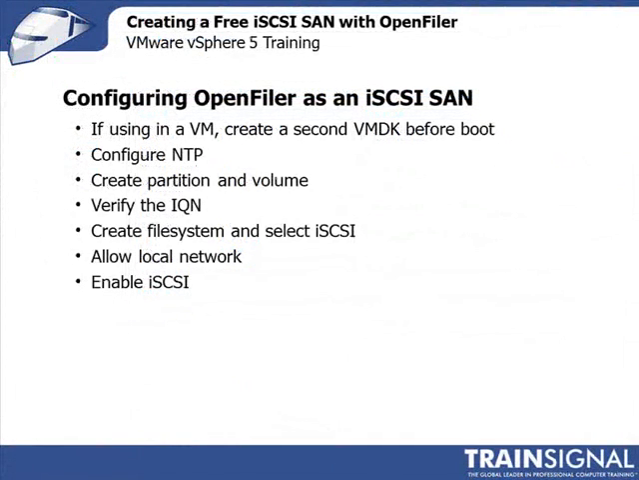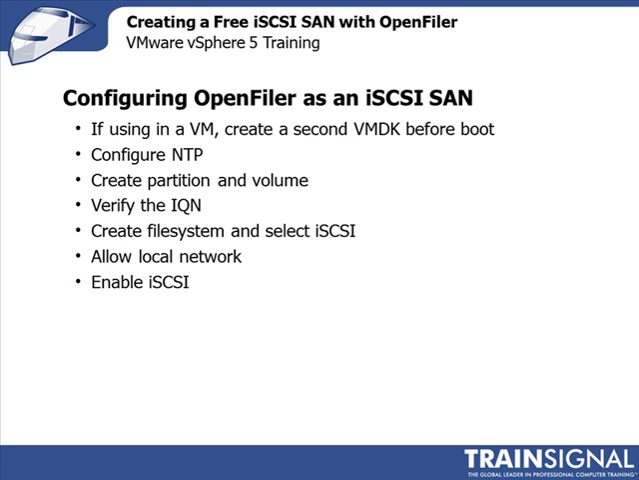Now, besides the second VMDK that we'll need to have added before we boot up the OpenFiler operating system, you should also configure NTP. That's because date and timestamps are critical to authentication. You need to create a partition and a volume. You'll need to verify the iSCSI IQN, which is the iSCSI qualified name, basically a name that corresponds to a particular iSCSI target. You'll need to create a file system and select iSCSI. Then make sure you allow local network access. This is basically a security measure built into OpenFiler. And then finally, enable iSCSI.